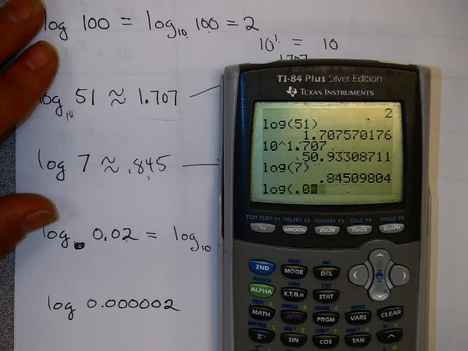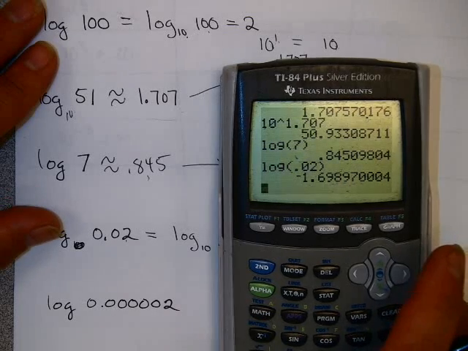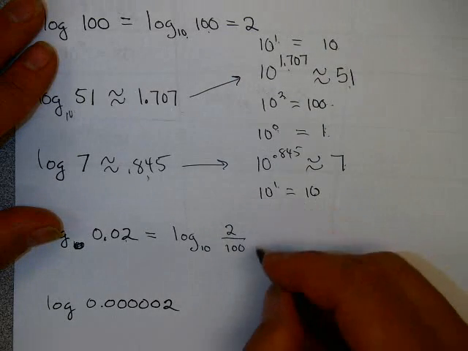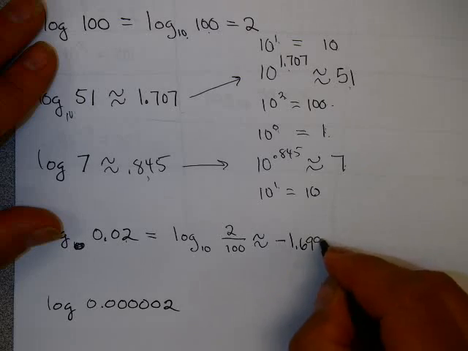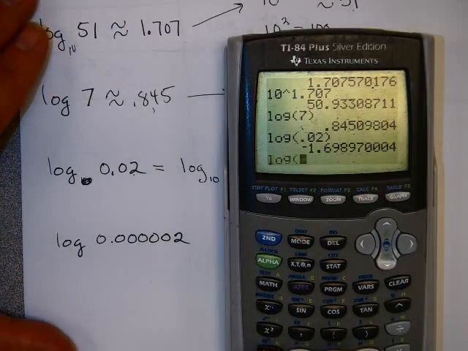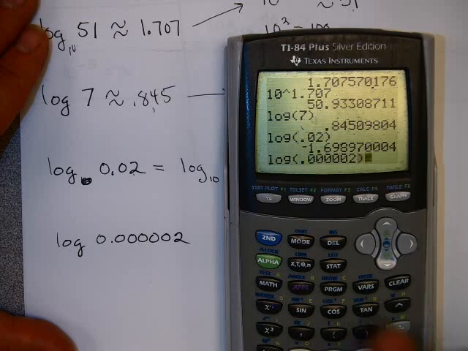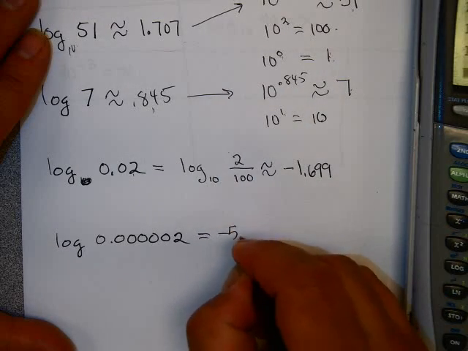Log of 0.02 gives me minus 1.698 approximately, or 699. And try this one on your calculator just for fun. So that gives me minus 5.699.